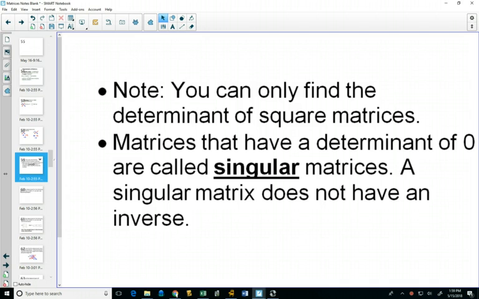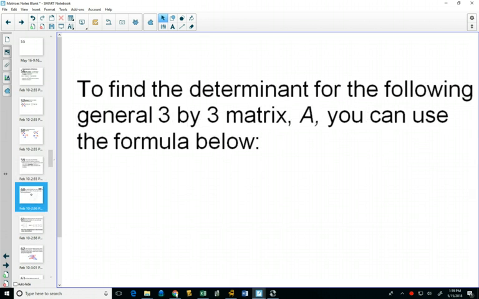You can only find the determinant of square matrices, and matrices that have a determinant of 0 are called singular matrices. A singular matrix does not have an inverse. So it's only if it's 0 that it doesn't have an inverse. All other determinants, if they're non-zero, tell you that the matrix has an inverse. Which is kind of leading into what we're going to do after determinants, finding inverses.